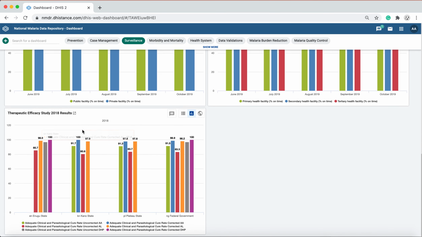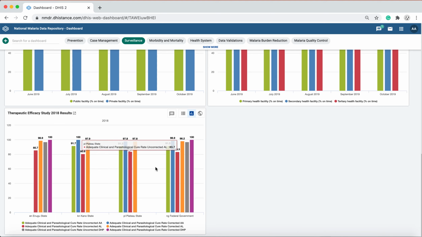Then we have a good chart also presenting the 2018 drug therapeutic efficacy study results. We do have sites in the country: Enugu, Kano, and Plateau. Then this is a national. So we have a chart displaying the adequate clinical and parasite cure rate. That's to say the efficacy of the drug. So we have corrected, which means PCR has been conducted to correct the issue of recrudescence and reinfection.